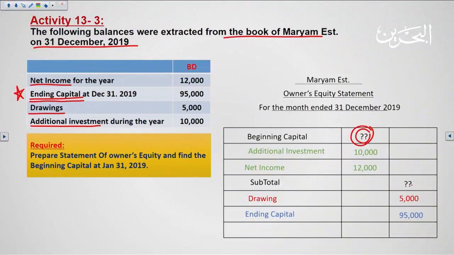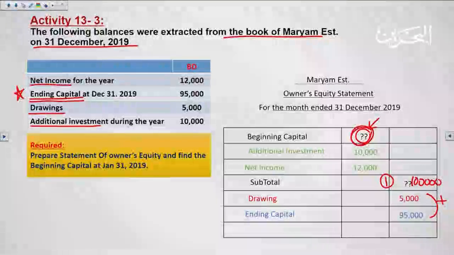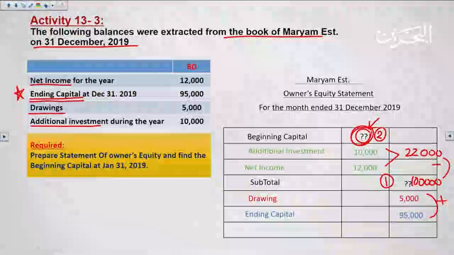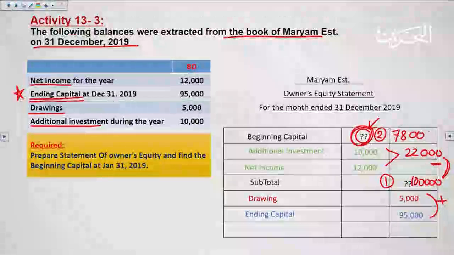Now, in this kind of question where you have to calculate the beginning capital, I will start from the end of the question, and I have to reverse all the operations in order to get this amount. First, I will start with the subtotal, and I will calculate it. First, I have to add these 2 amounts, then I will get 100,000 BD. Then, to get this amount, first I have to add these 2 figures, which is equal 22,000 BD. Now I have to calculate the beginning capital by subtracting these 2 figures to get this amount, which is 78,000 BD.